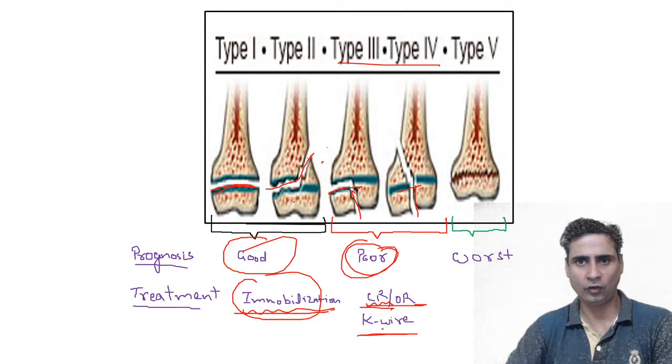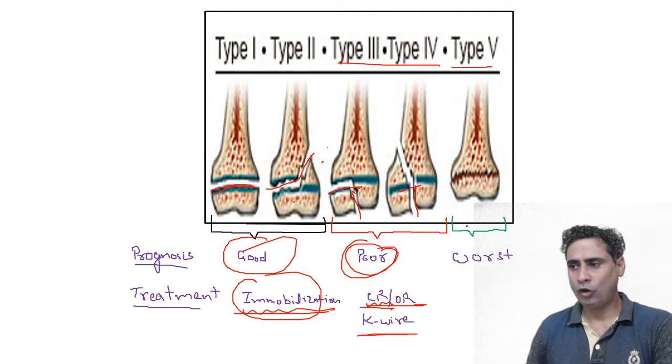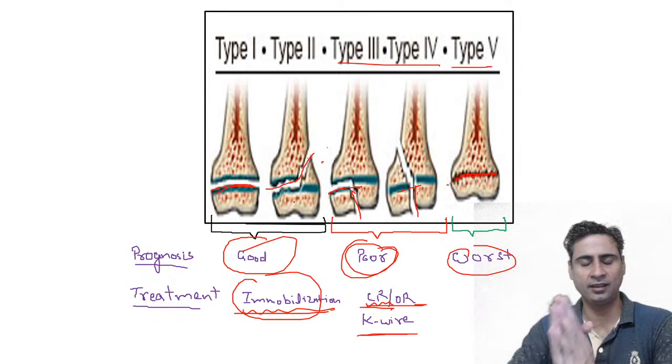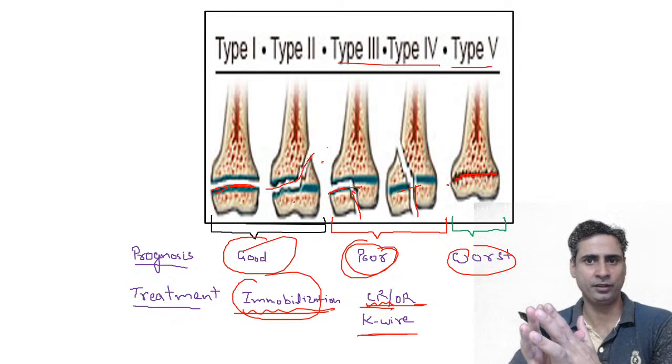K-wire fixation is required. Now type 5 has the worst prognosis because there is severe crushing of the physis or growth plate. There are no chances of recovery. All layers are severely damaged. So you cannot do anything for this type of injury.